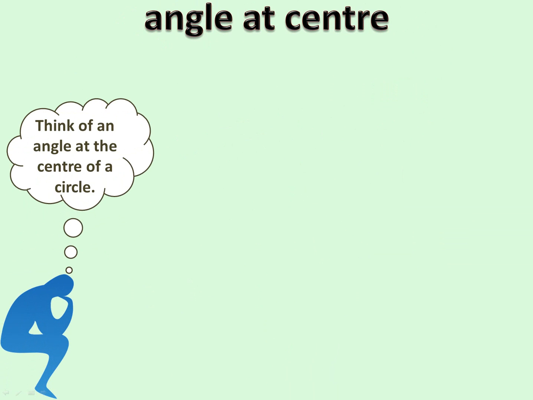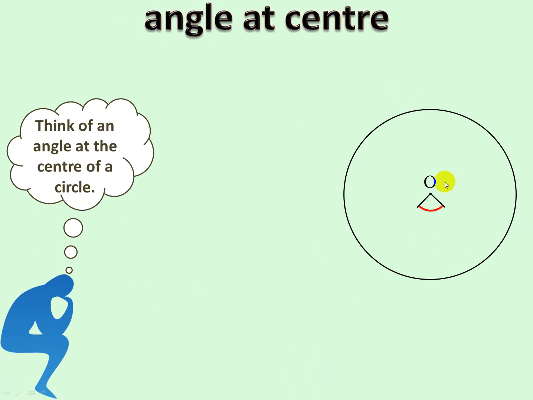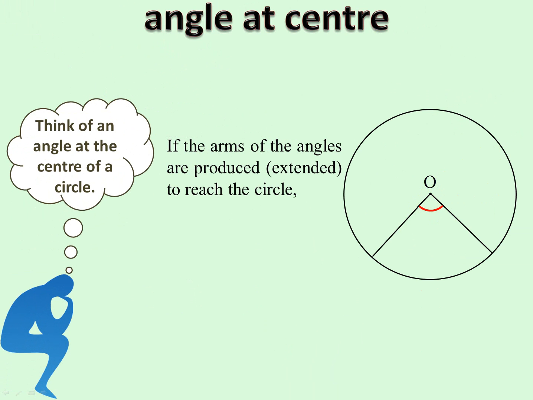Let's think about an angle at the center of a circle. So O is the center, there's the angle at the center. Produce the arms of that angle to the edge of the circle. Now we're going to have a bit of terminology.